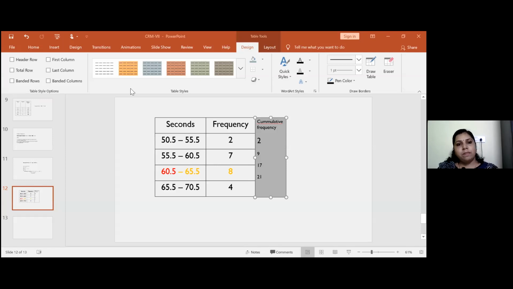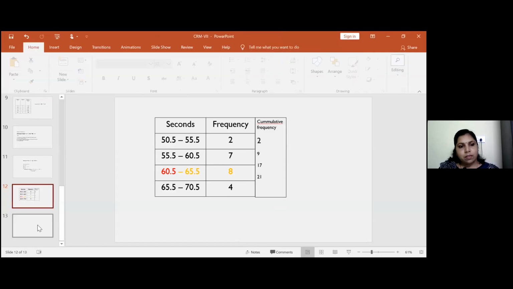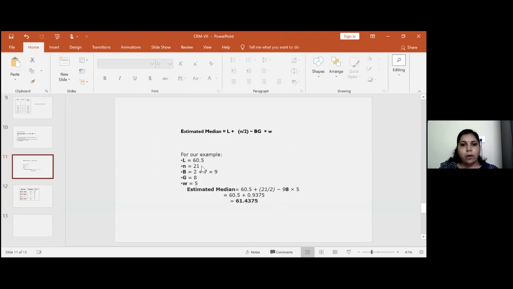Now we'll solve the problem. L is 60.5, N, as you all know, is 21. B is nothing but 2 plus 7, which is 9, the cumulative frequency just above the median class. F is the frequency of that median class, 8, and W is the width of the class interval, 5. So we have to solve the problem this way.